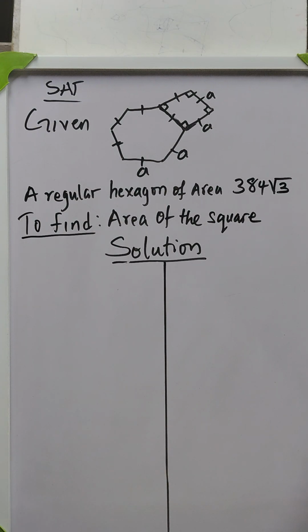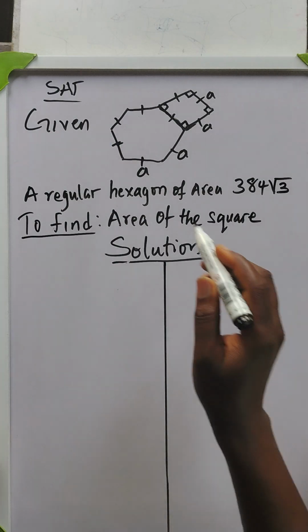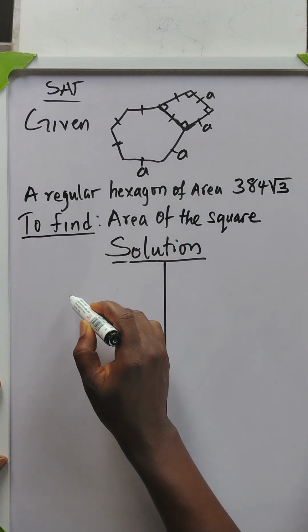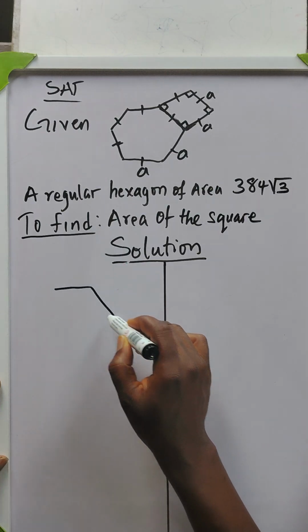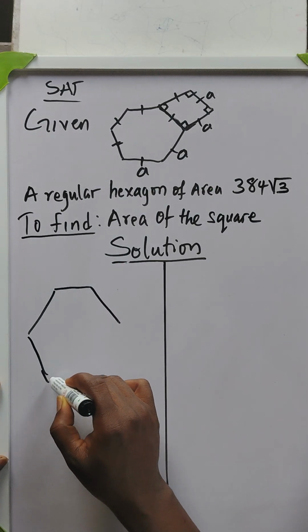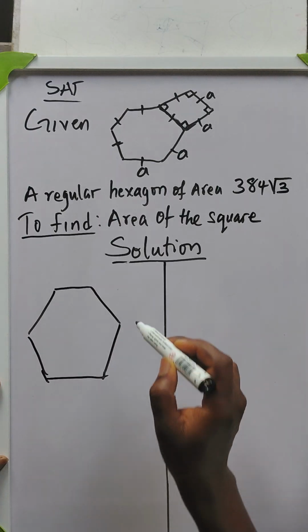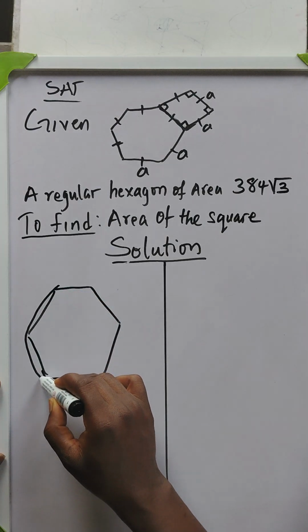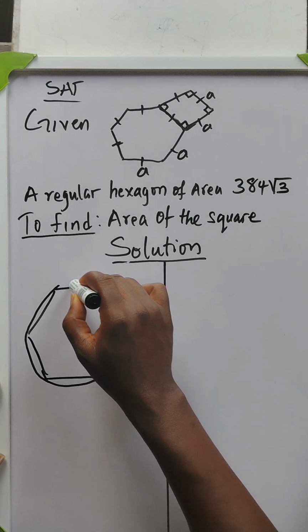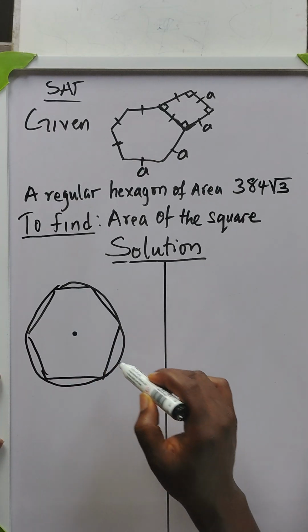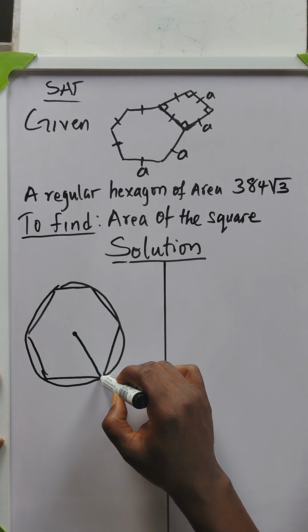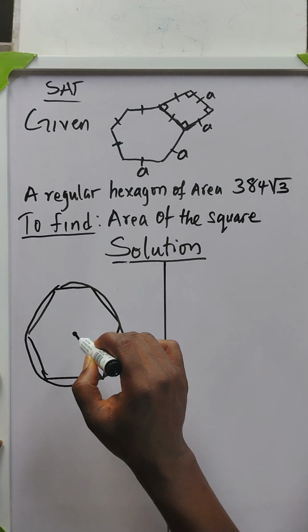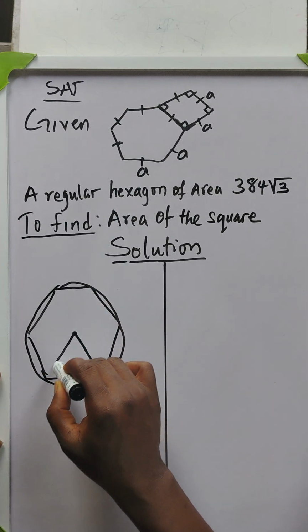Alright, so we have a hexagon and a square is attached to it. This is a regular hexagon. Let me redraw it. If a hexagon is inscribed in a circle, notice this will be the center, and this will be the side. This will be the radius of the circle. This will also be the radius of the circle.